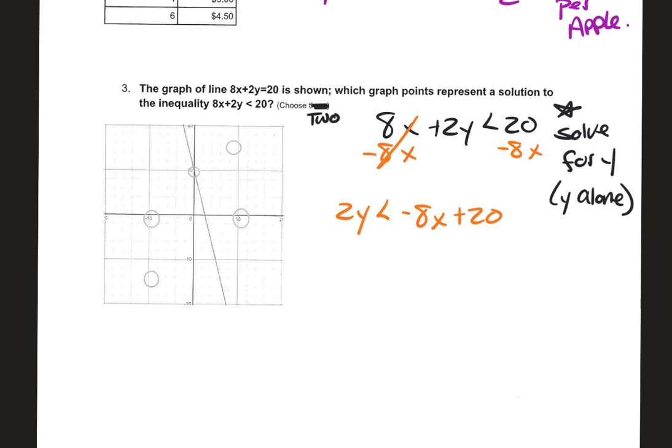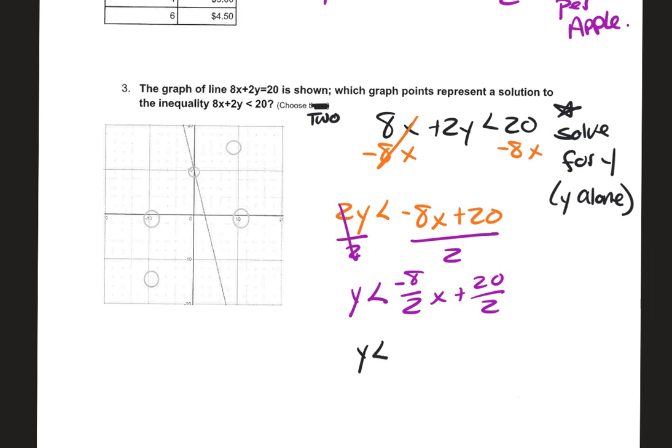Next step, I still need to get y alone, and y is not alone yet. I have 2y, so I need to divide both sides by 2. That will cancel. y is less than negative 8 over 2x plus 20 over 2. Almost done, but I can simplify those two fractions. So y is less than negative 4x plus 10.